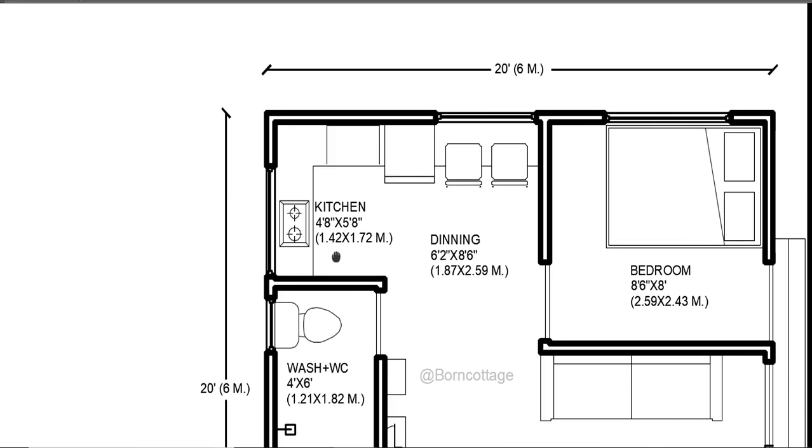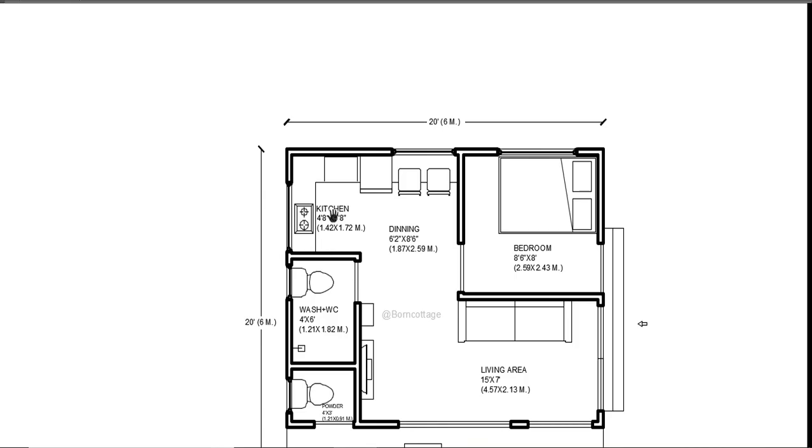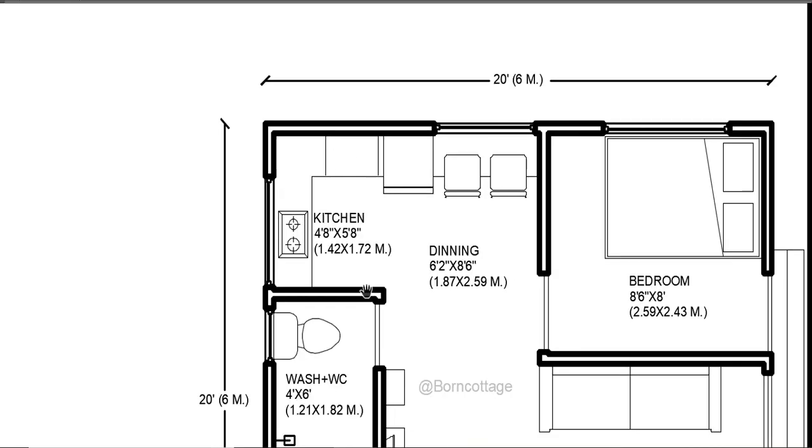Also we have kitchen area. The size of the kitchen area is 4 feet 8 inches into 5 feet 8 inches in meter 1.42 into 1.72 meter. You can see here the kitchen counter, burner, and also sink, and we have two large size window for ventilation of this area.